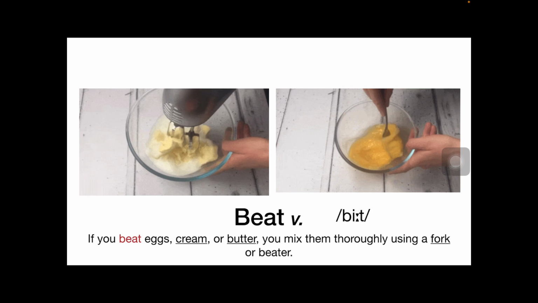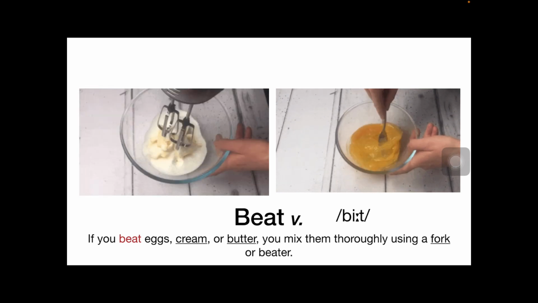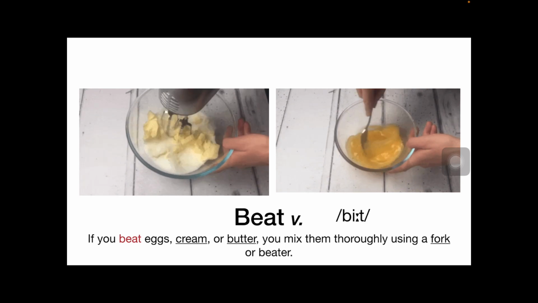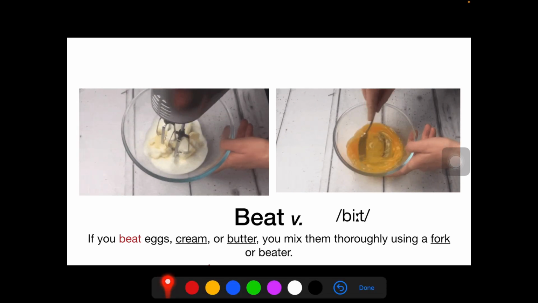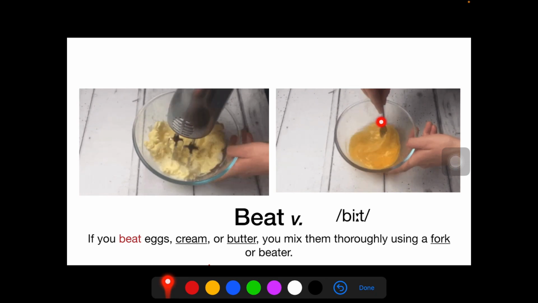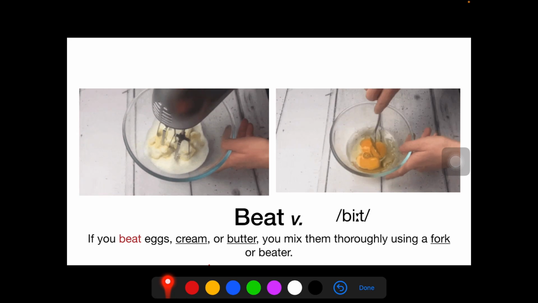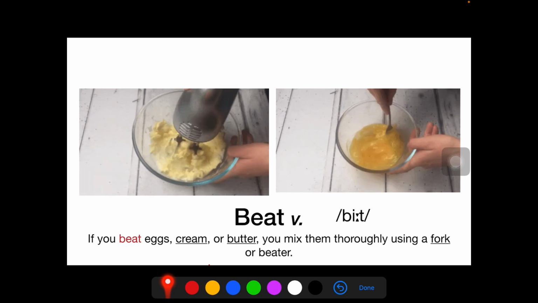If you beat eggs, cream, or butter, you mix them thoroughly using a fork or beater. You can see from those two pictures, right? The first picture is called a beater, and this is the fork, right? We can use these two things or maybe the whisk to beat things.